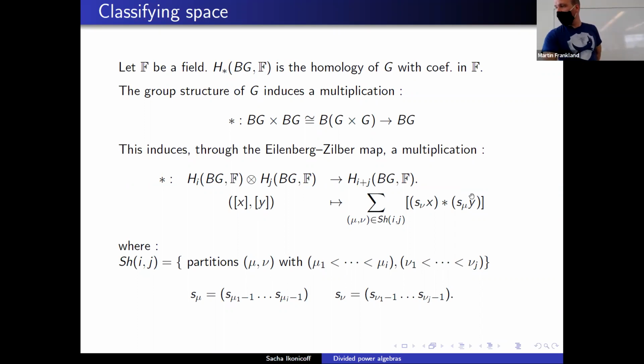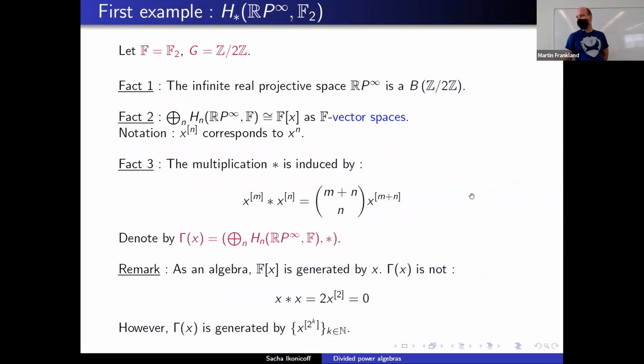All right. And so if you pick the easiest example you can find, well, let's say that your field is the prime field of characteristic 2 and that G is your Z over 2Z. Then a classifying space for G is given by the real projective space RP infinity.